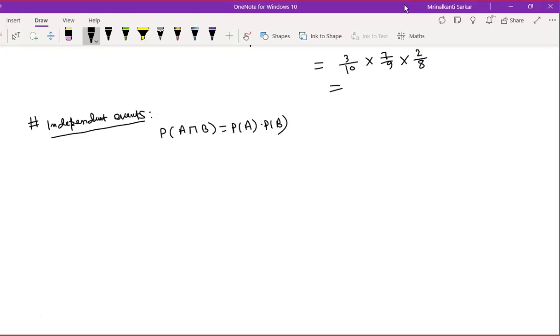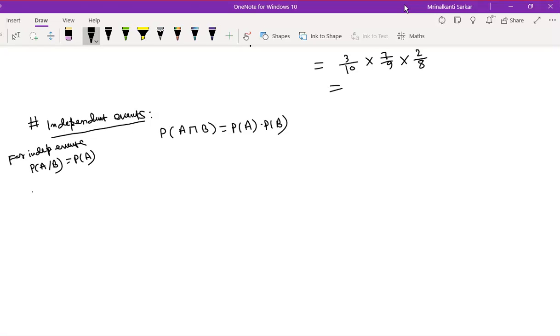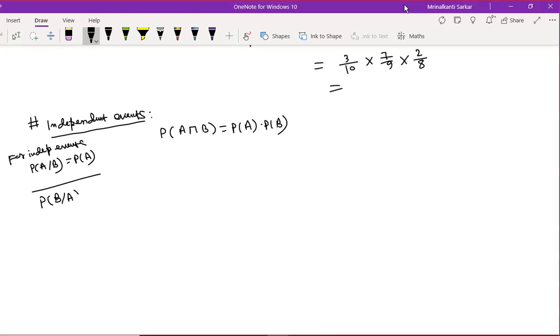Why have you written this? Why did you get this formula? Suddenly you cannot multiply this way. Now for independent events A and B, P(A by B) will be P(A) only. No way it is dependent on the occurrence of B. Similarly, if you want to write P(B by A), this will be P(B) only. So how to derive this thing?